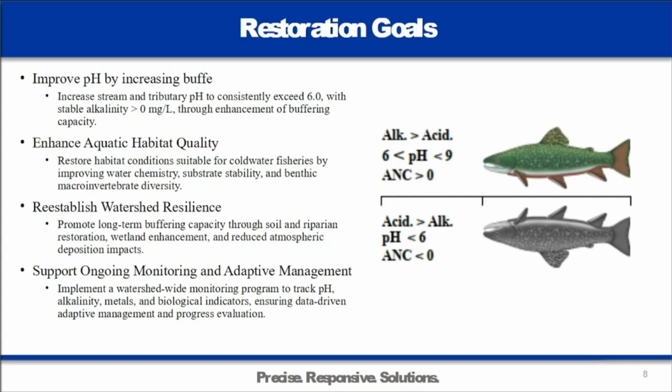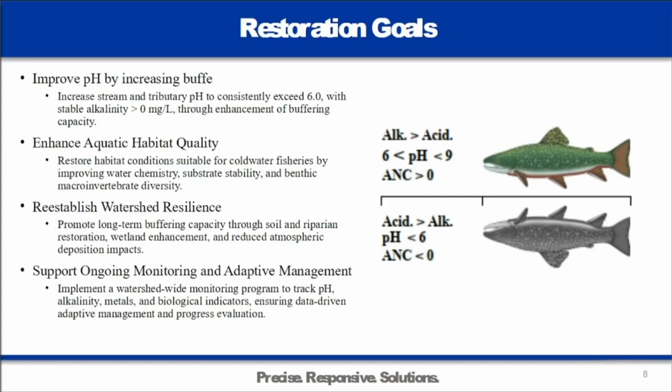And this was done by increasing the buffering capacity to limit pH swings, both chronic and episodic. And it was determined through multiple studies that the largest impairment to the watershed was chemical, and that was the underlying problem, the lowered pH values. It was not habitat loss or anything like that. It was a chemical lowered pH in the watershed.